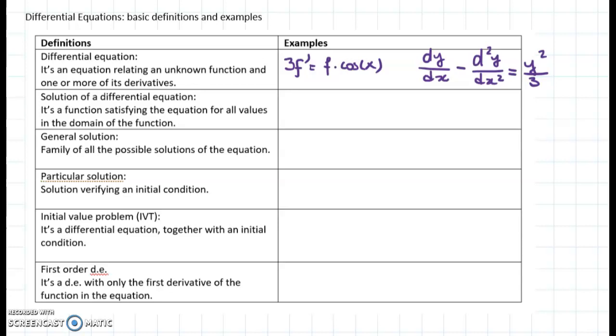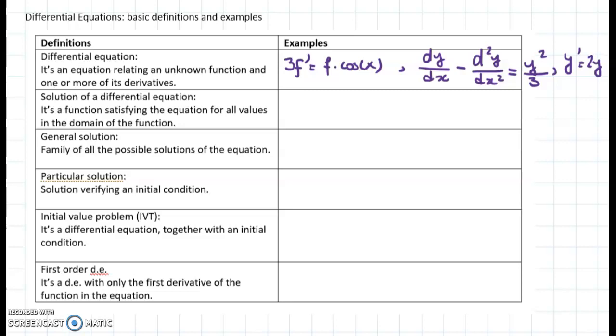Let me write one more. Let's try to write one that is easier so we can actually guess what the solution is. Let's say that we know that the derivative of y is equal to 2 times y. That's also a differential equation. A solution is going to be a function that satisfies the differential equation we are talking about, and that has to happen for all the values in the domain of the function.